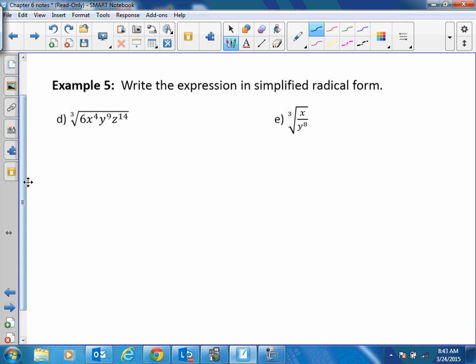Let's keep going. Okay, cube root of 6. Cube root of 6 is not a perfect cube. It doesn't have any perfect cube factors, so you can just leave it like that. Cube root of 6.